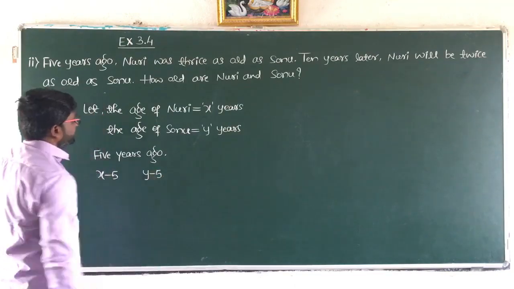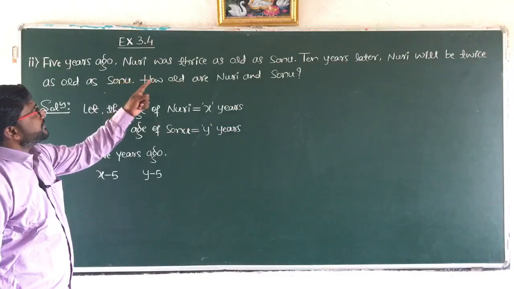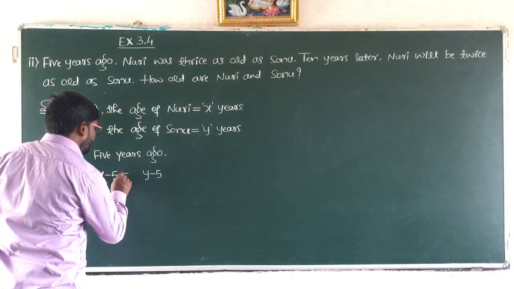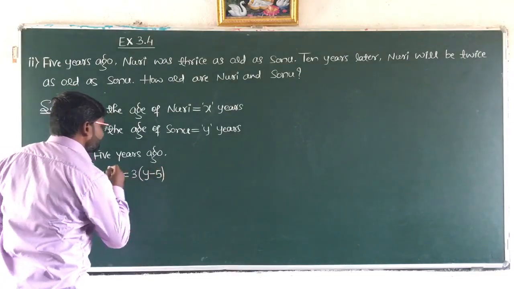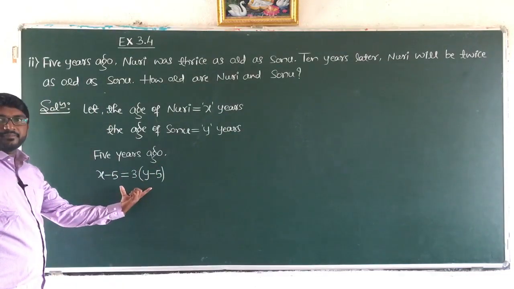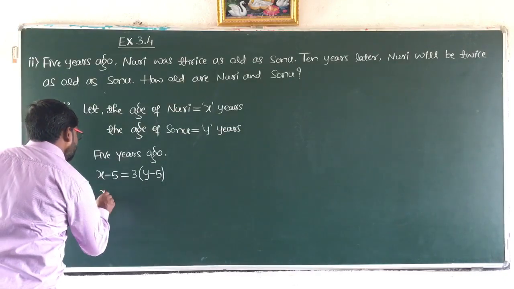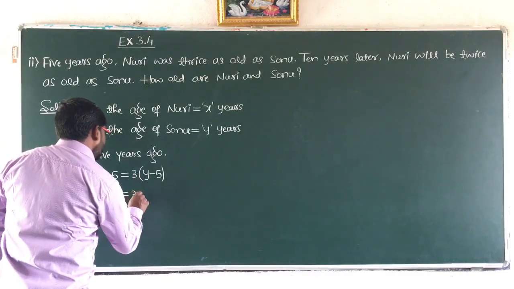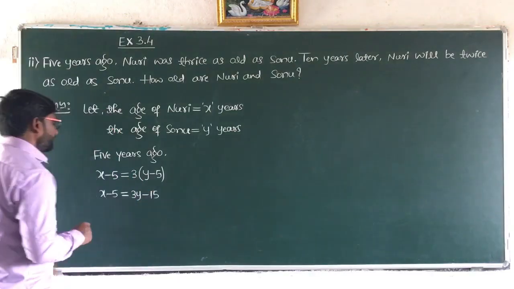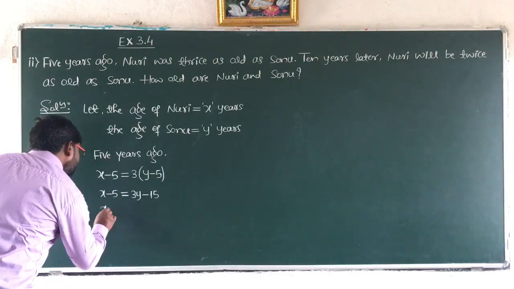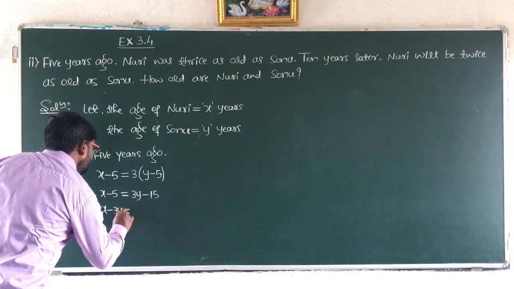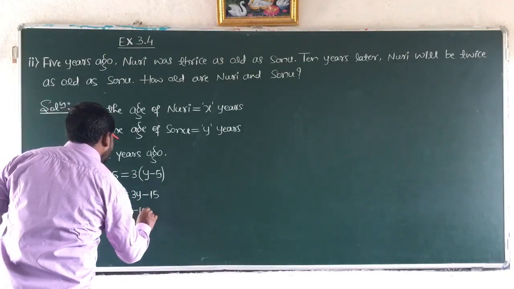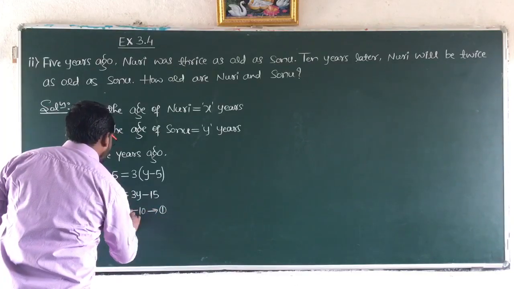Next, see here, Noori was thrice as old as Sonu. So Noori was, means is equal to, thrice as old as Sonu. This is how you need to form the equation. So now x minus 5 is equal to 3y minus 15. Let us rearrange the terms here. We get x minus 3y is equal to, take minus 5 to the RHS, it becomes plus 5, we get minus 10. I call this equation number 1.